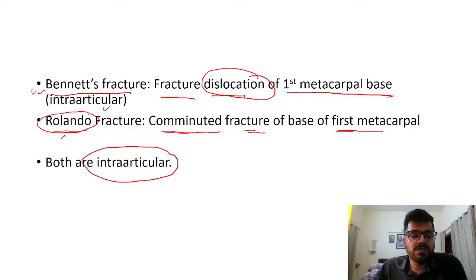I'm sorry, I said Ronaldo. Of course, Ronaldo is the greatest footballer. He can't be dislocated or displaced.